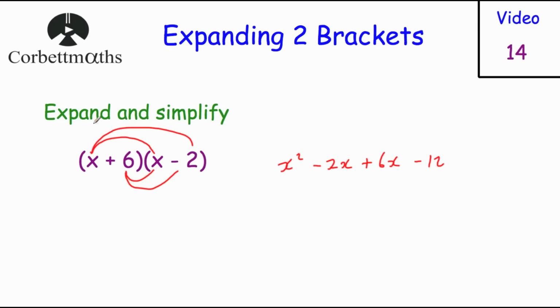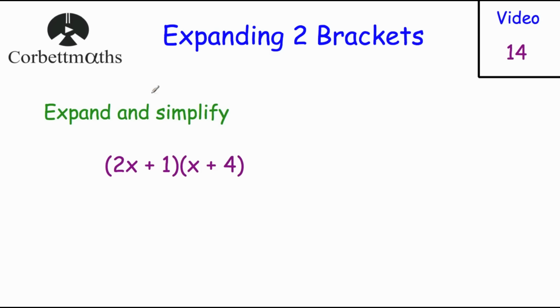Now as you can see, we've been asked to expand and simplify, and if you look at these 2 middle terms, we've got minus 2x plus 6x. Now minus 2x plus 6x is 4x. So our final answer would be x squared plus 4x minus 12, and that's it. Okay, let's have a look at our next question.